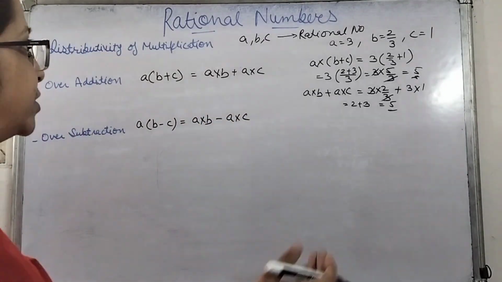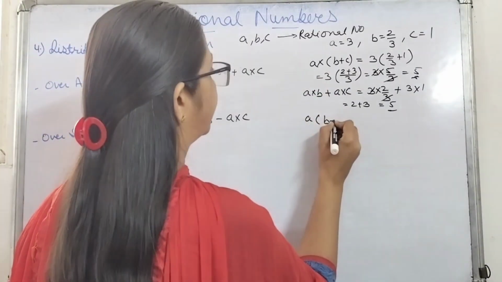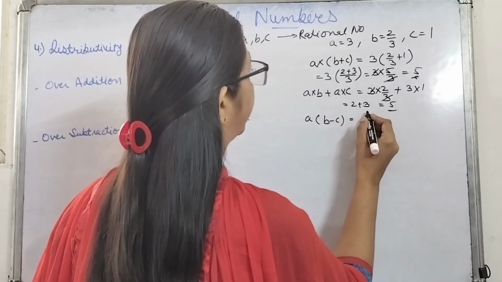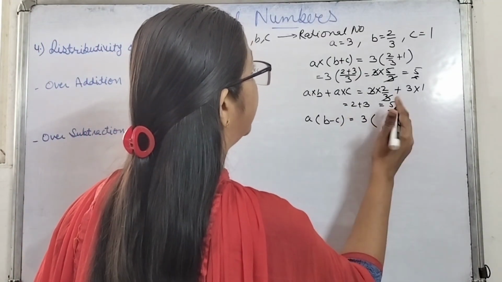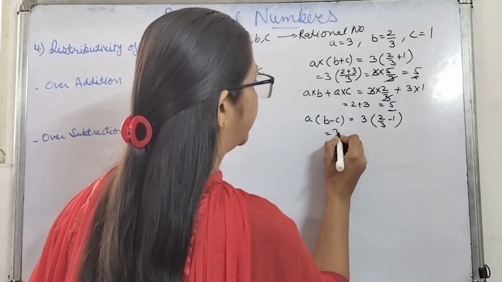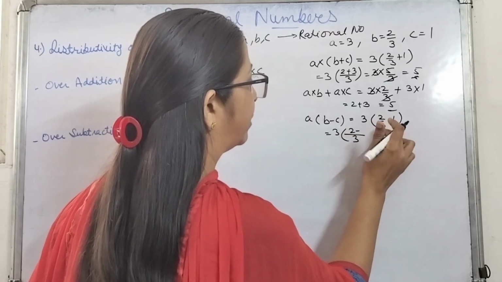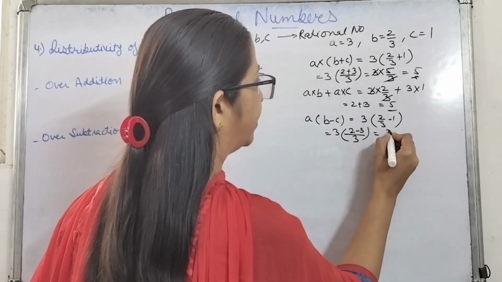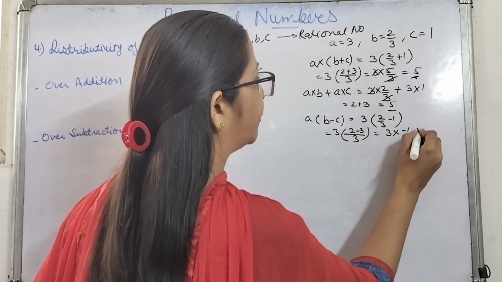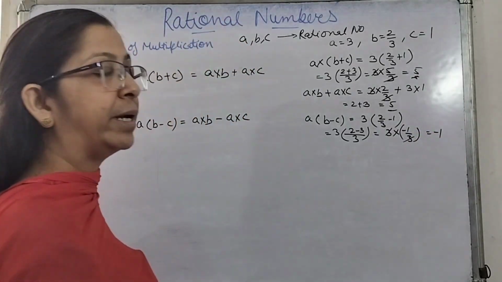We can prove it even just as we have done just now. First of all, we are taking A multiplied by B minus C, the LHS part. The same values we are keeping. So A is 3, B is 2 upon 3, C is 1. So it will be 3 multiplied by, LCM will be 3 over here, 2 minus 1 multiplied by 3 will be 3. So it will be 3 multiplied by 2 minus 3 will be minus 1 over 3. 3 and 3 both are going to cancel and it will be minus 1.